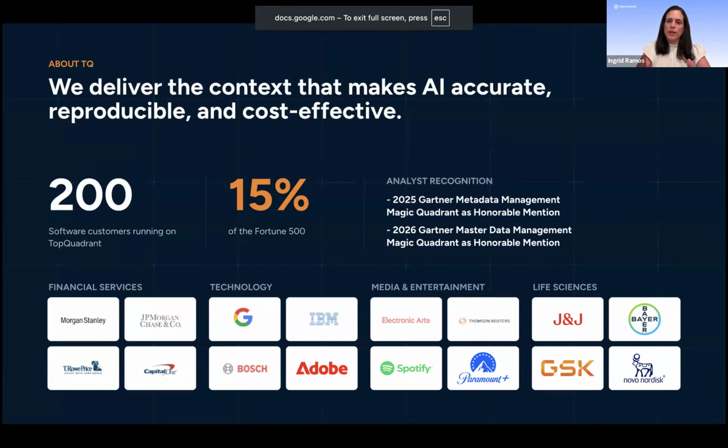First, just a quick bit about Top Quadrant. We are a context management platform. We're well known for our ontology and taxonomy solutions, but have solutions across data governance, metadata management, intelligent decision making, and agent enablement. We have been recognized by Gartner in the Metadata Management Magic Quadrant, as well as the Master Data Management Magic Quadrant. And we serve typically enterprise organizations such as the ones you see here.